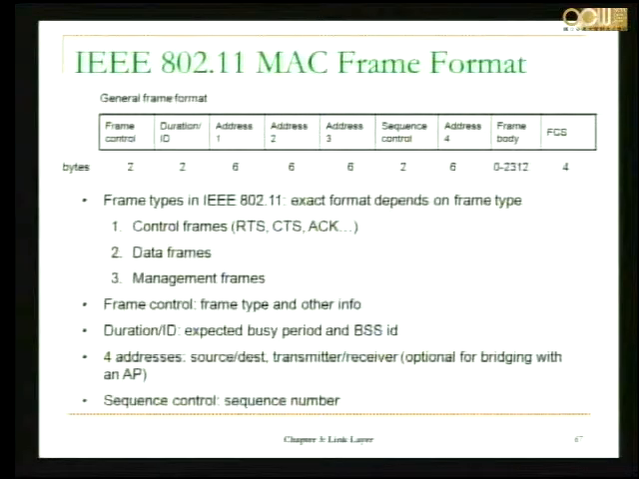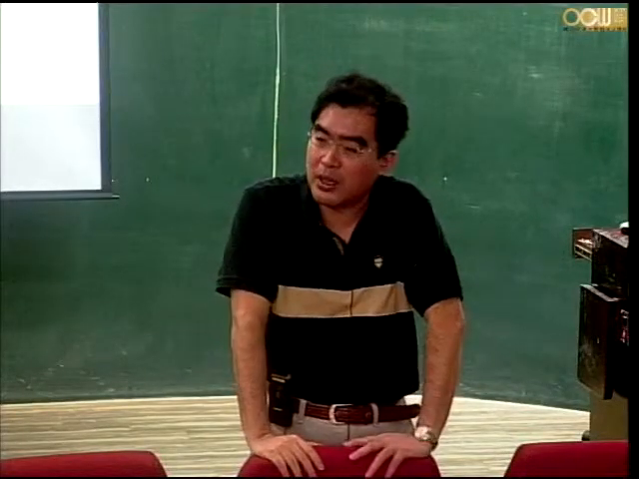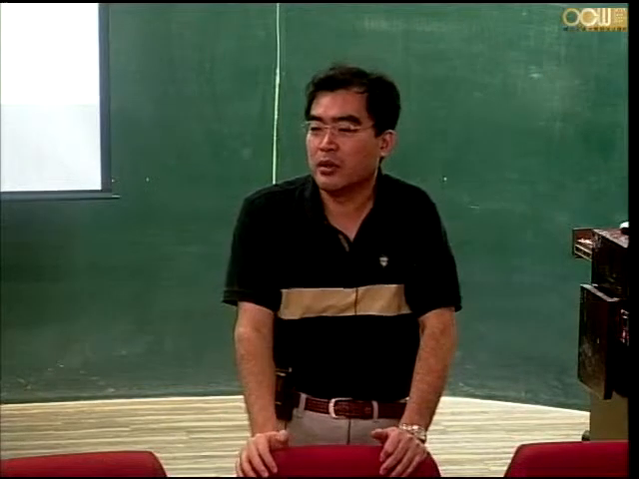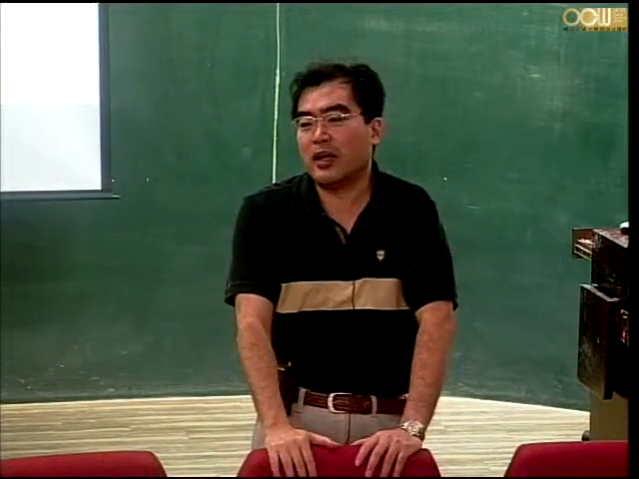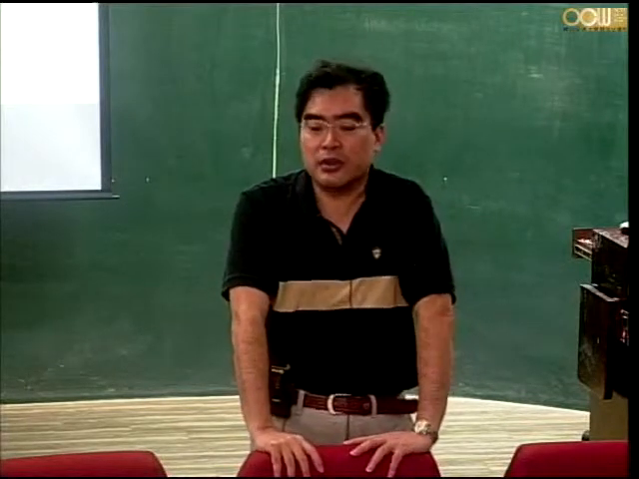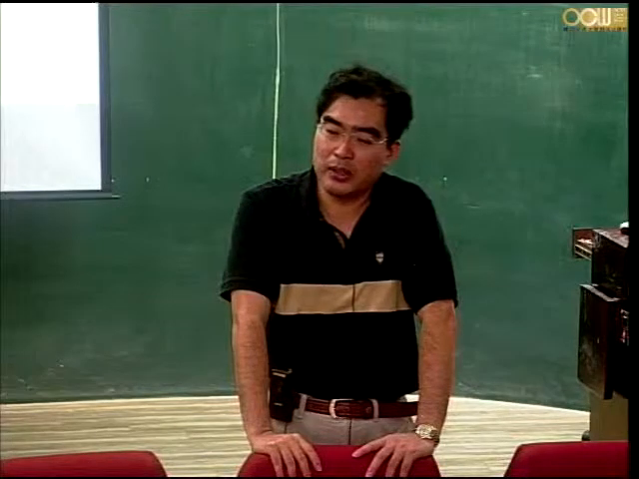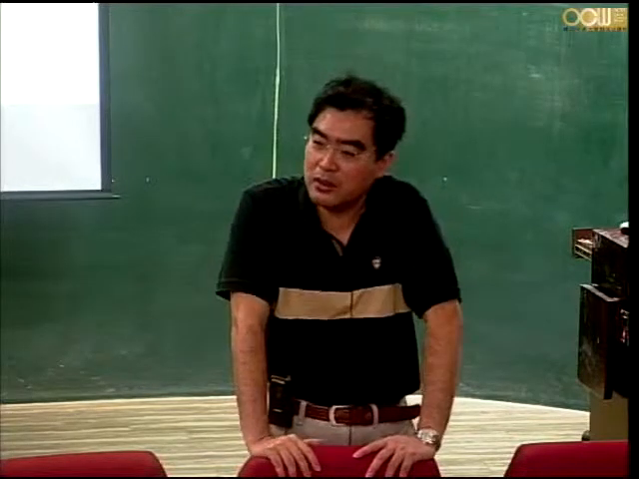Okay, so that's how you use the other 2 addresses. Okay, and it's optional. You can leave it blank, optional. Okay, so here are 2 scenarios. One is A and B are under the same access point, and another scenario is A and B are under different access points.